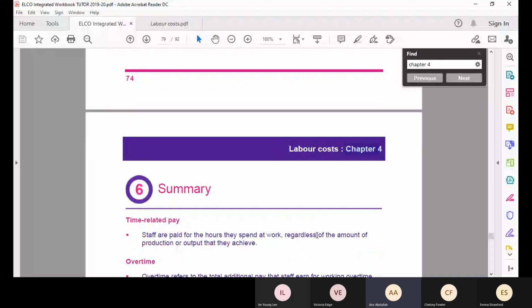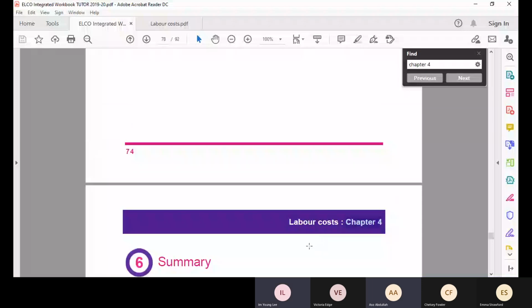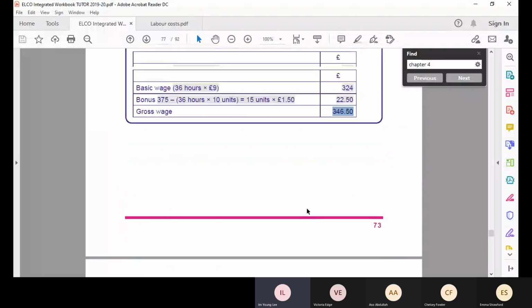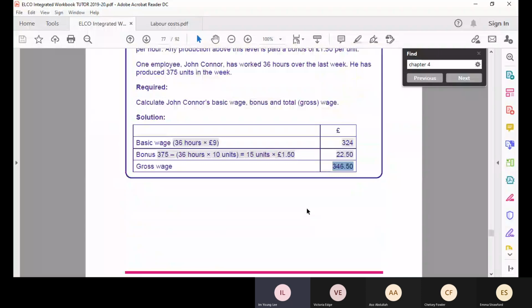Any question? Do you have any question? Yeah. When you calculate the bonus, 375 take away 36 hours times 10, which is 360, isn't it? So equals 15. It should be 15. Oh yeah, 15 units. We calculate 15 units, and then we times it by £1.50. Yes, that's correct. I thought we calculate the money.